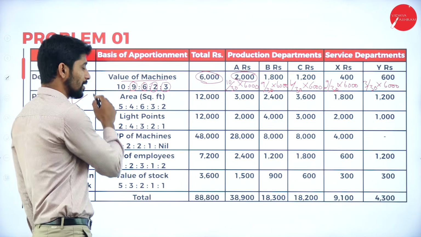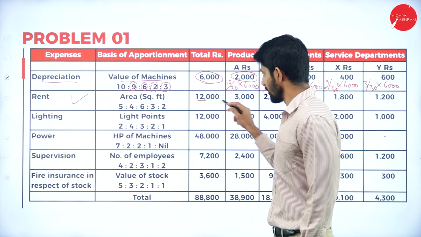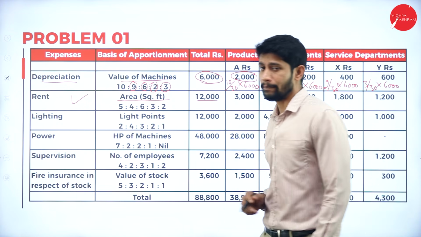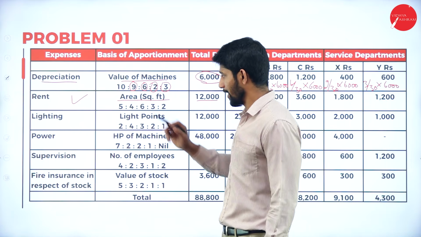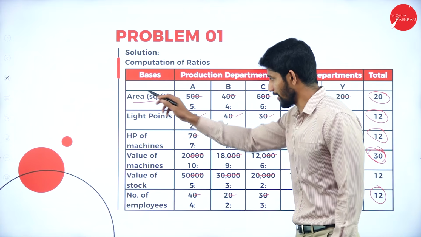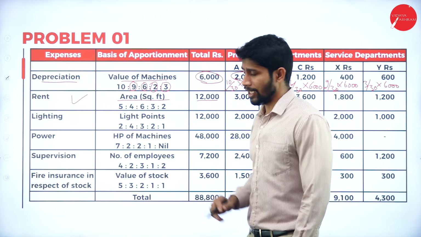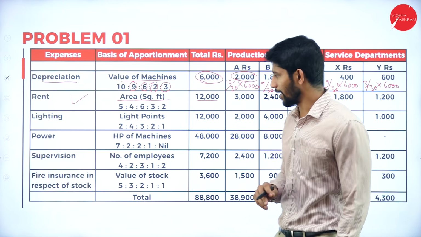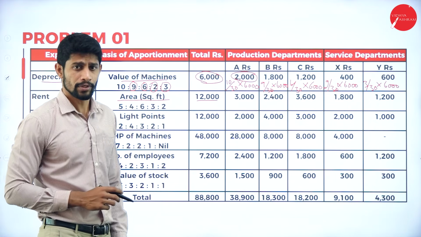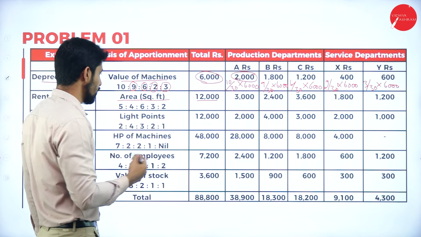Next expenditure is rent. What is the total value of rent? It is 12,000. Rent, you are always supposed to allocate based on the area. So what is the ratio for area? You already pointed it out: 5:4:6:3:2. Based on the area, we are going to distribute the expenditure of rent. Now the total expenditure is 12,000.